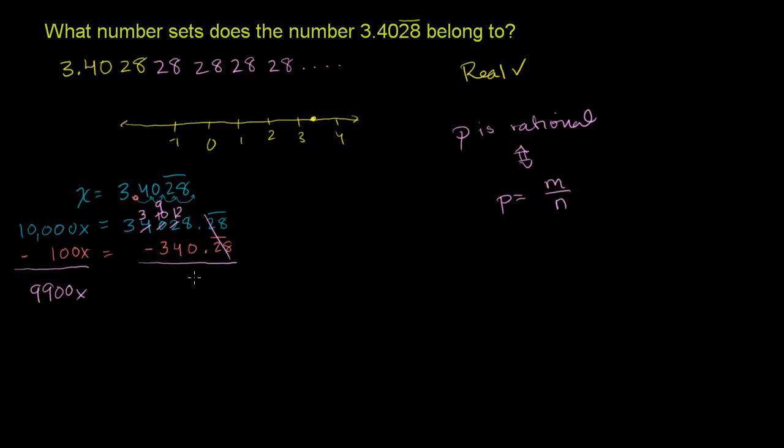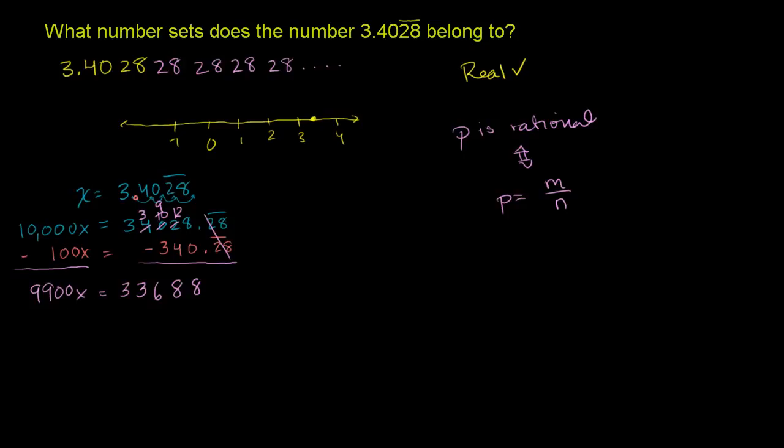8 minus 0 is 8. 12 minus 4 is 8. 9 minus 3 is 6. 3 minus nothing is 3. 3 minus nothing is 3. So 9,900x is equal to 33,688. We just subtracted 340 from this up here. So we get 33,688. Now, if we want to solve for x, we just divide both sides by 9,900.